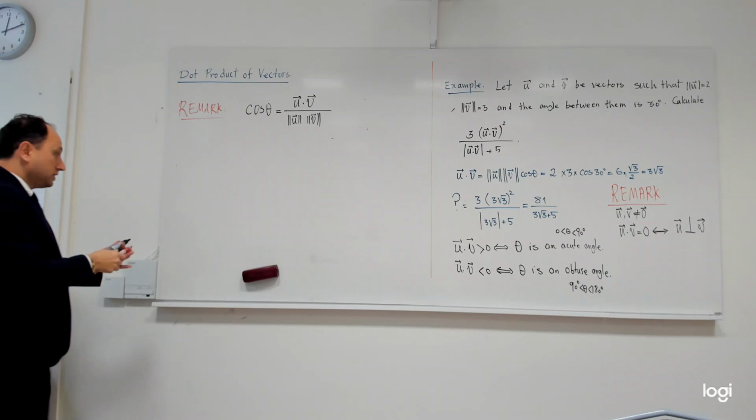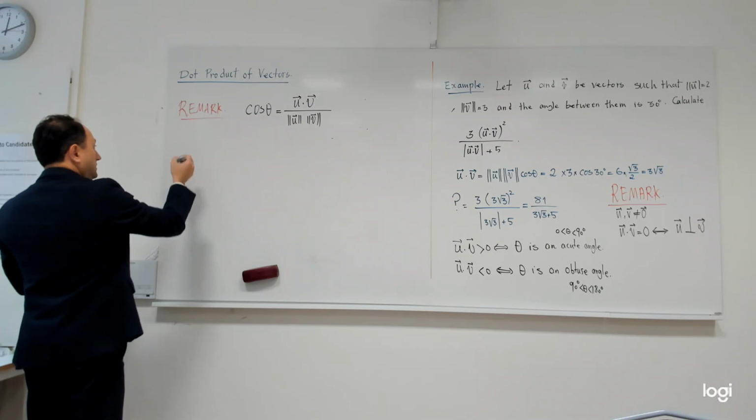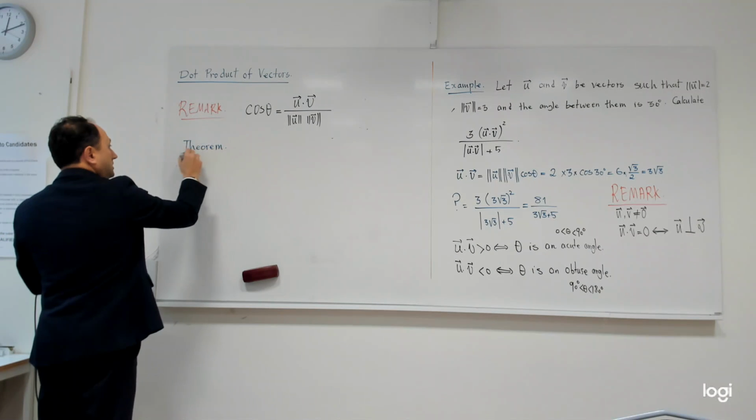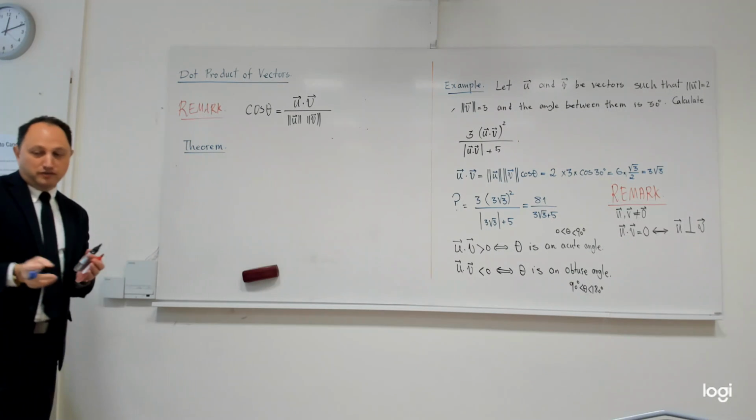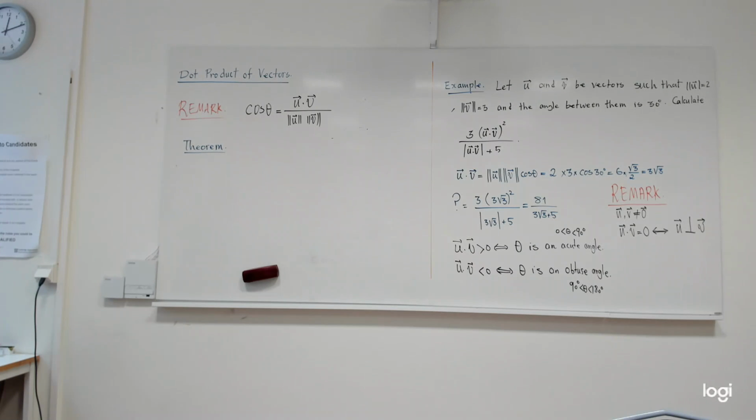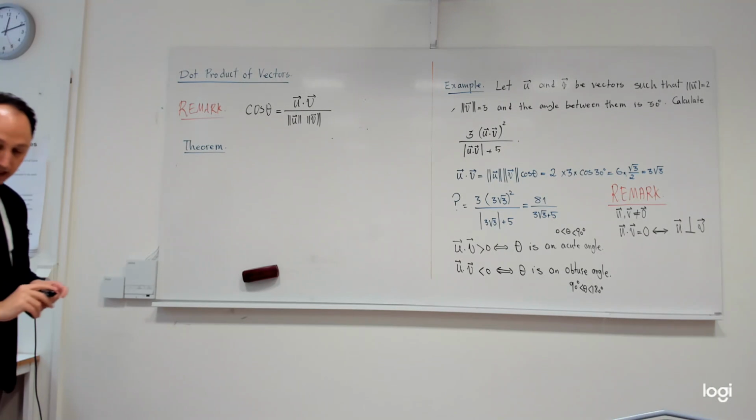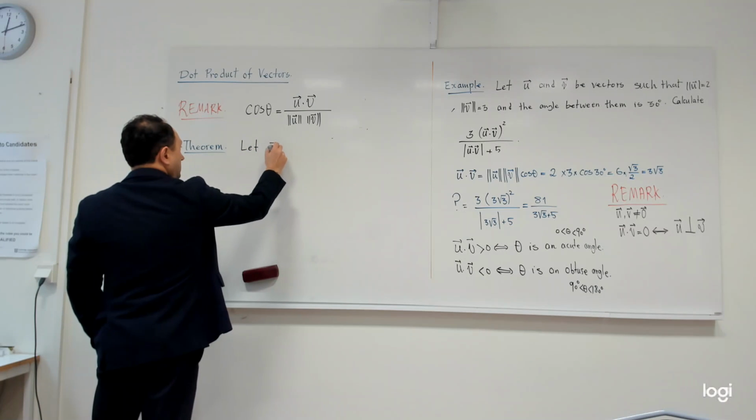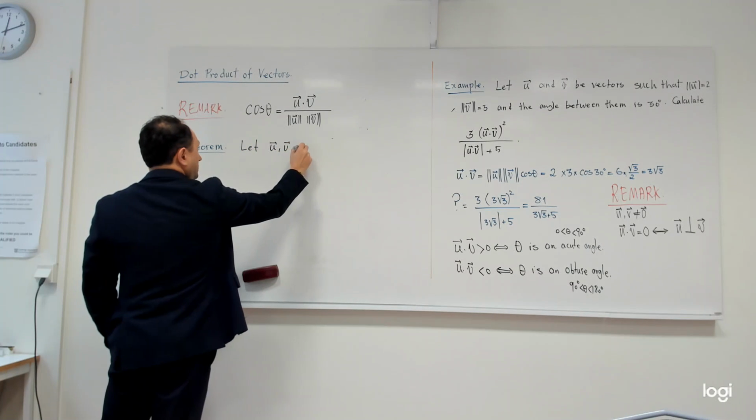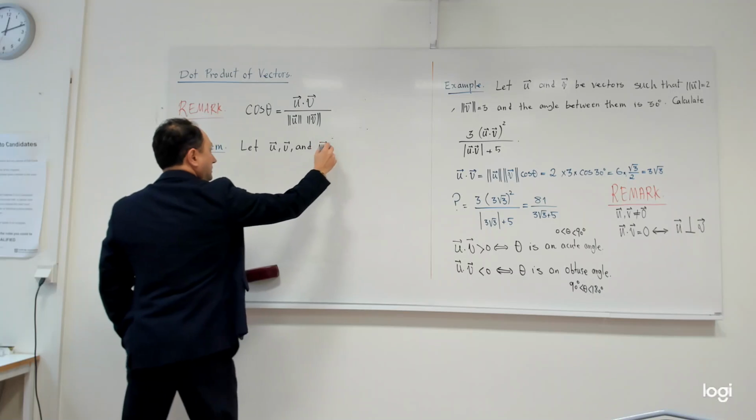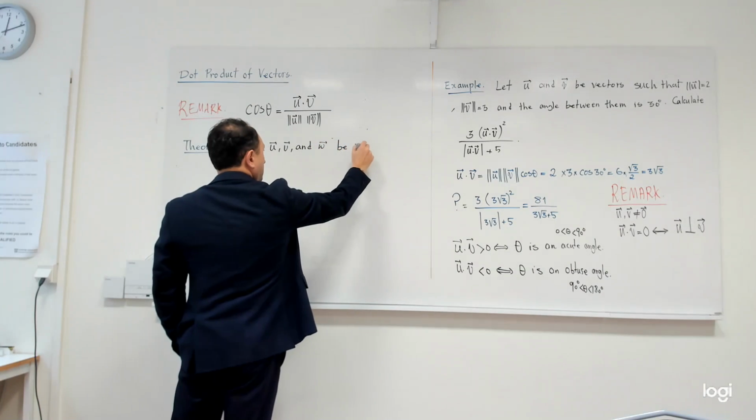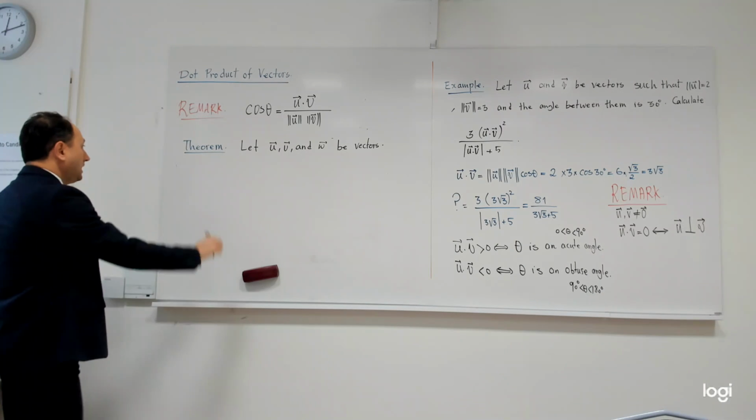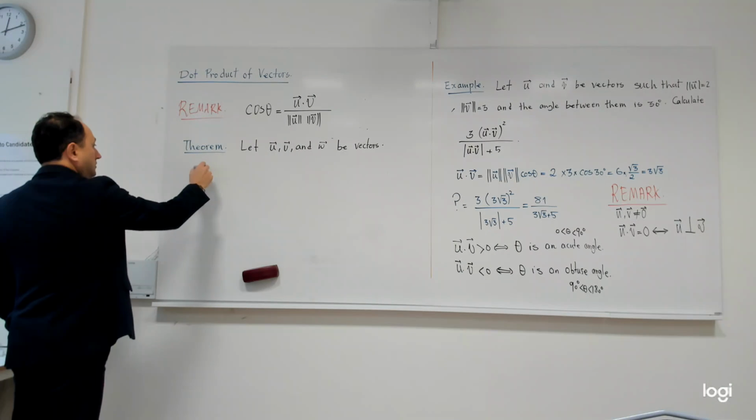Okay, so let me now write you a theorem, which is very important. I want you to understand most parts of the theorem, except one of them, and I will come back to that point a little bit later. So let u, v, and w be vectors. Okay, now let us understand this together.